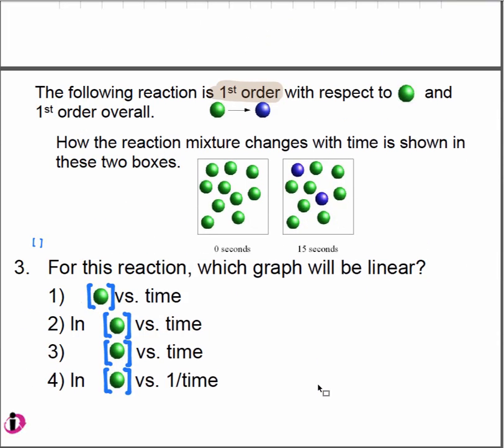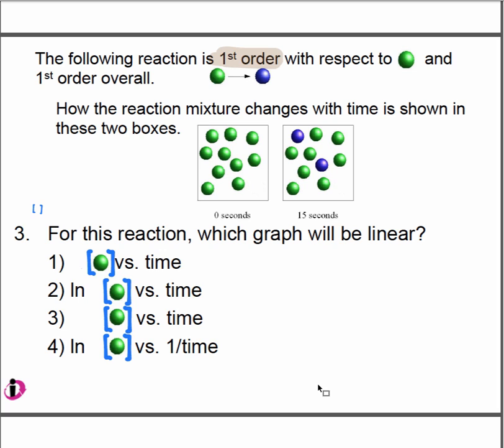Oh yeah, that's a good question here. Which graph would linearize the data, would give me a linear plot, for example? Would it be the concentration of green spheres versus time? Would it be the natural log of green spheres versus time? What? This choice 3 is the same. I'm silly. What about the natural log of the green sphere concentration versus the reciprocal of time?